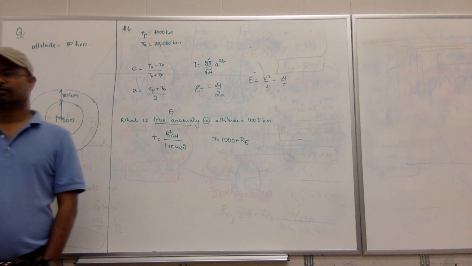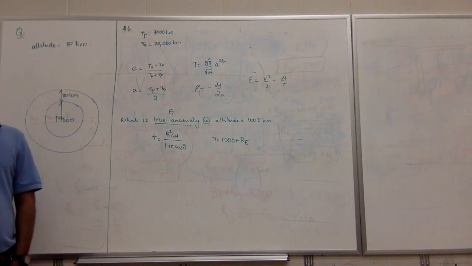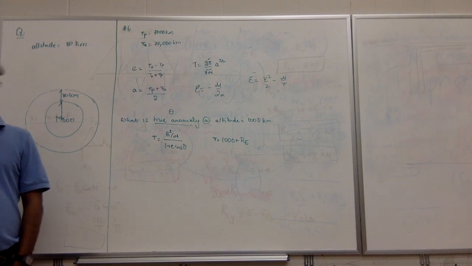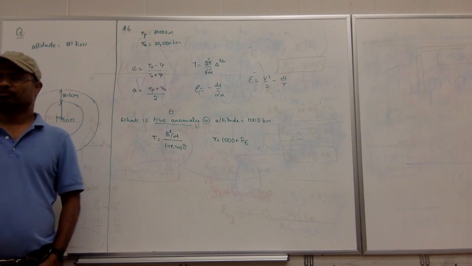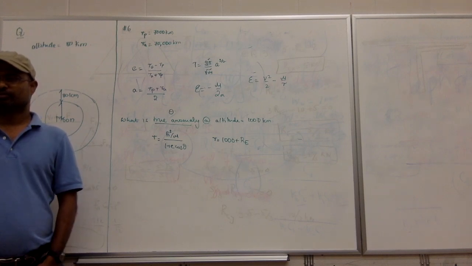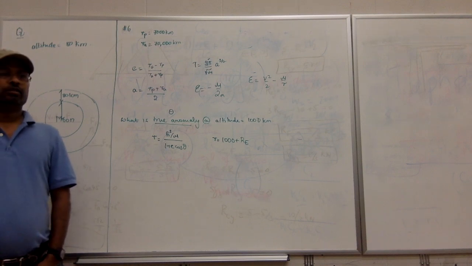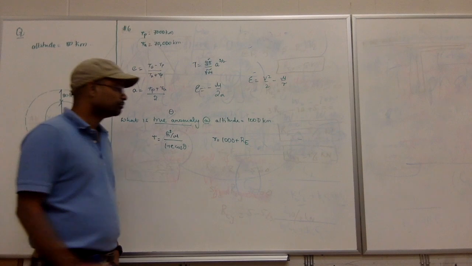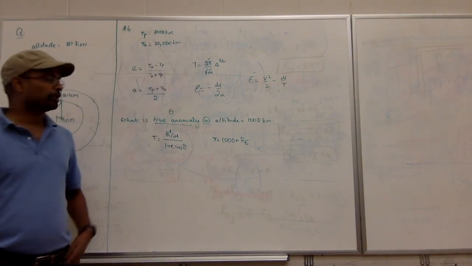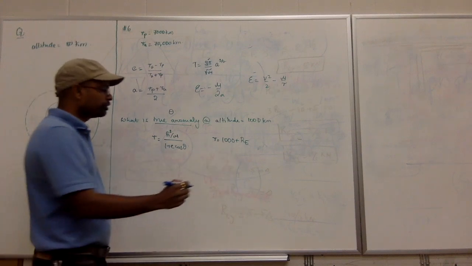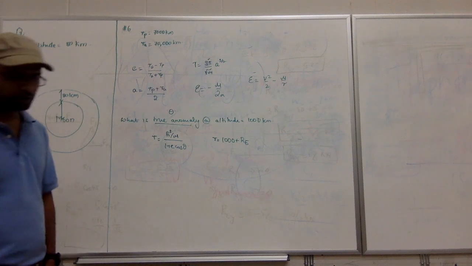Mu is a constant. Mu is given. Mu will be given. You may need to compute h. Would h not be 1000? H isn't 1000? No. H is specific angular momentum. This is R. So what is given to you is, again I told you this example, okay?